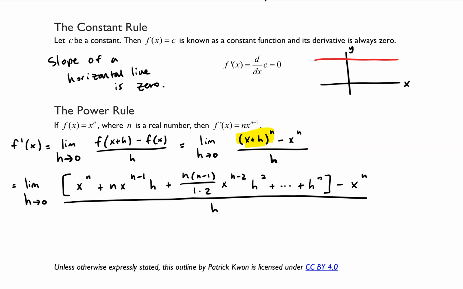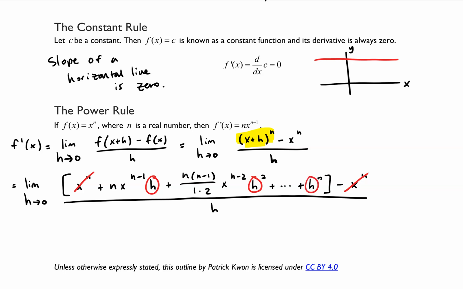Now, what's going to end up happening is, notice that this x to the n will subtract with this x to the n, and then all of these terms have an h in them.